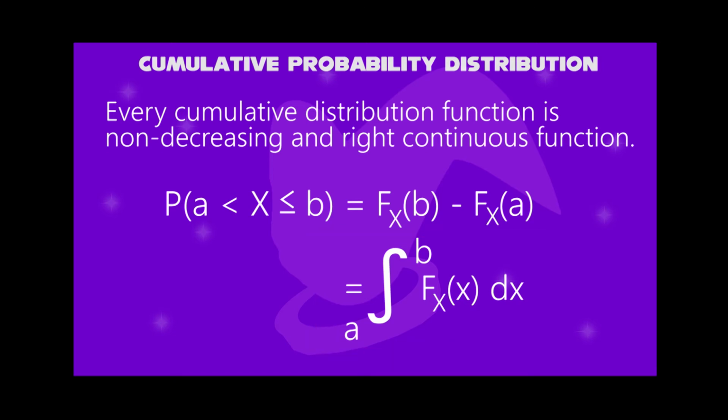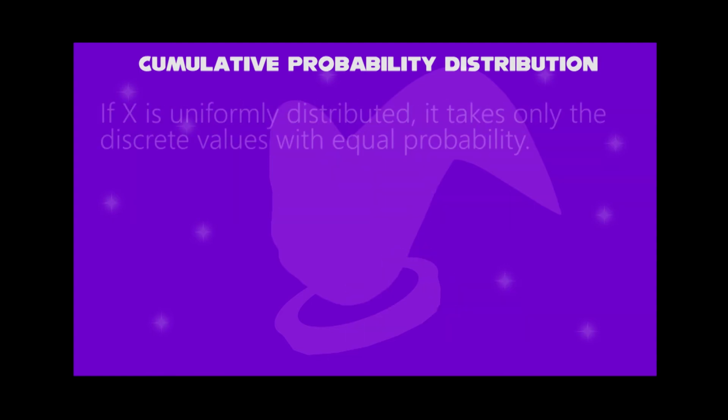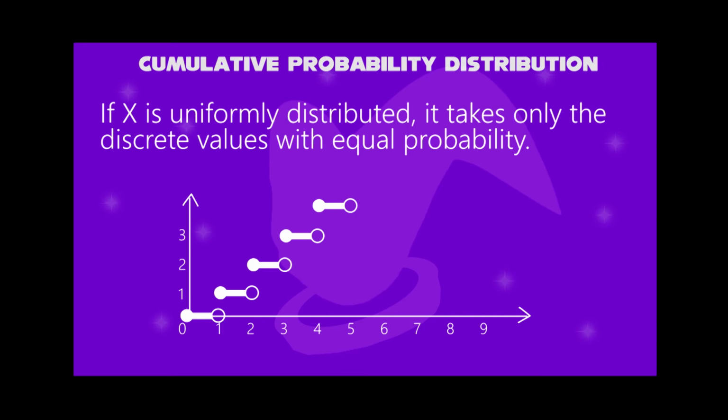Like we learned about the integration function. Let's see the following cases. If X is uniformly distributed, which is at the interval which takes only the discrete values with equal probability, like 0 and 1, 1 and 2, 2 and 3, and so on. If you take the interval 0 to 1, that means X should lie in the range from 0 to 1.